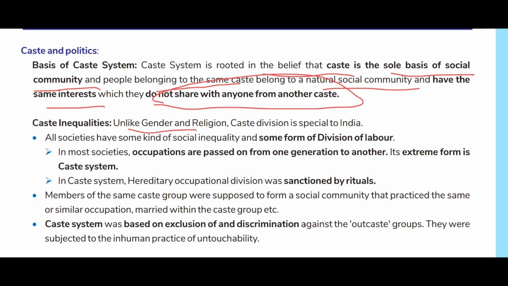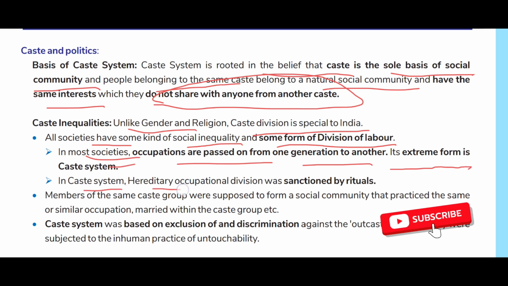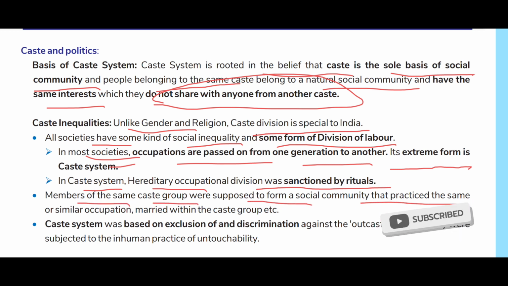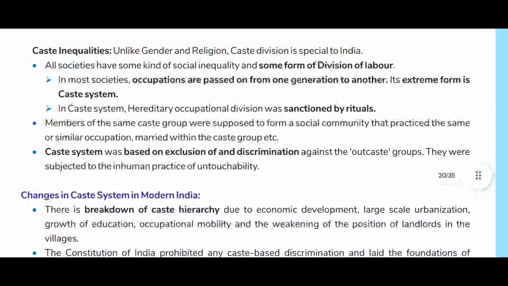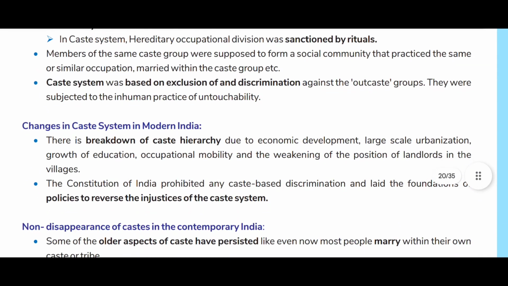Caste inequalities. Unlike gender and religion, caste division is special to India. All societies have some kind of social inequality and some form of division of labor. In most societies, occupations are passed on from one generation to another. It is an extreme form of the caste system. In the caste system, hereditary occupational division was sanctioned by rituals. Members of the same caste group were supposed to form a social community that practiced the same or similar occupation, married within the caste group, etc. The caste system was based on exclusion and discrimination against the outcast group. They were subjected to the inhuman practice of untouchability.